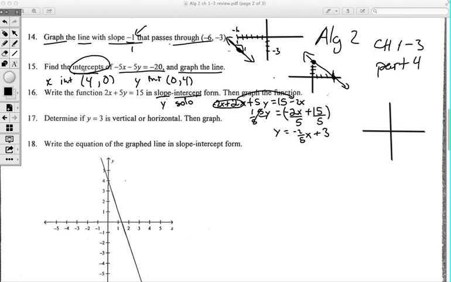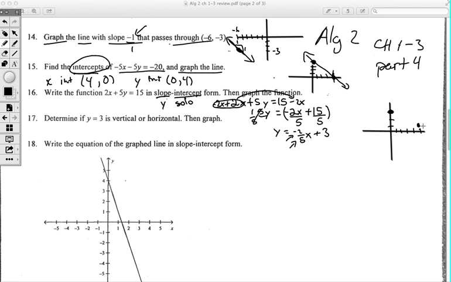So here's our x and y axis, and our y-intercept is that second number. So I'm going to go 1, 2, 3. There's that number for the y-intercept. And then the slope here is a rise of -2 and a run of 5. So I'm going to go down 2, 1, 2, and then right 5, 1, 2, 3, 4, 5. And there's my point there.